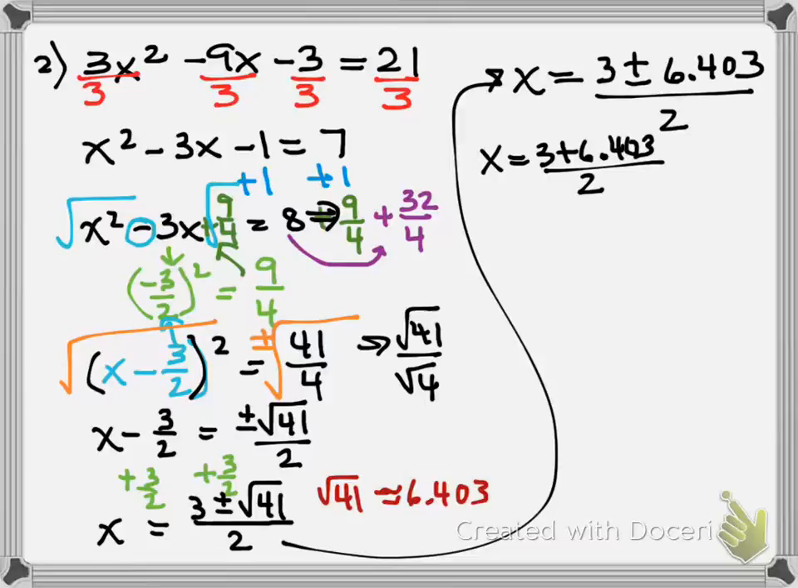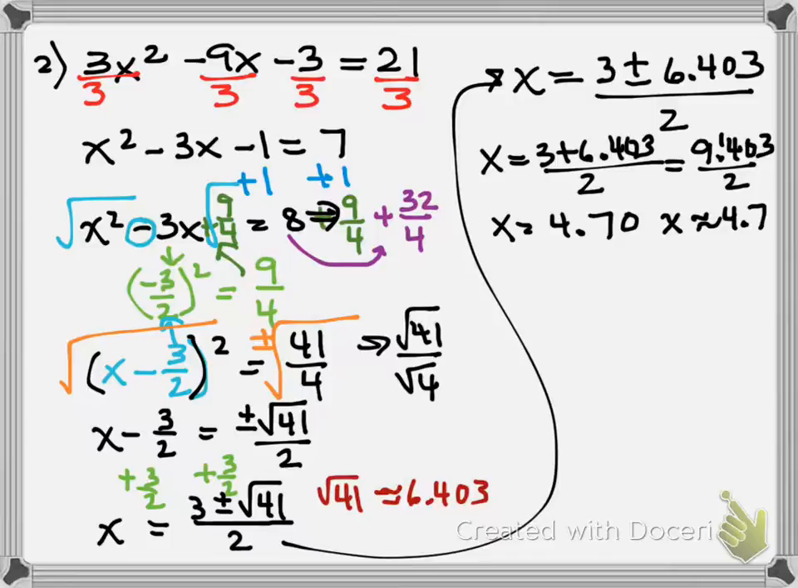6.403 over 2, which gives me 9.403 over 2. When I do division, 2 goes into 9 4 times with 1 left over. 2 goes into 14 7 times evenly. It can't go into 0. And then I can stop. Why can I stop? Because I'm rounding to the nearest tenth. So I would say that x is approximately 4.7.